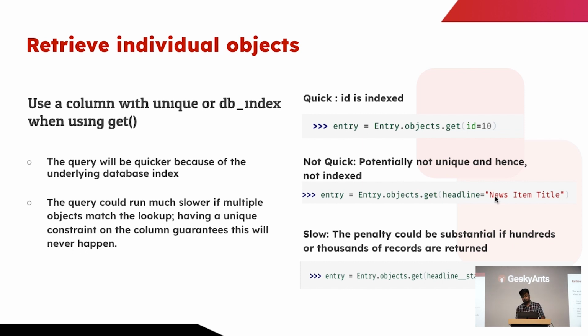So you can potentially retrieve multiple objects as well. This is not very efficient because it's going to have multiple matches, and it's not going to be unique in any way. So there is no possible way that it can be indexed. So no indexing and multiple matches, really bad.